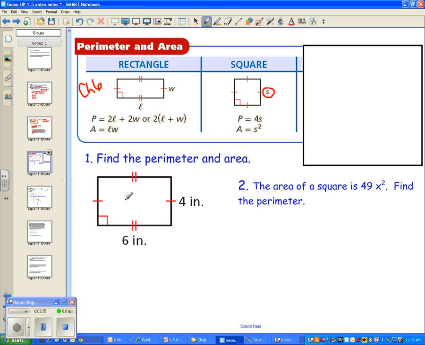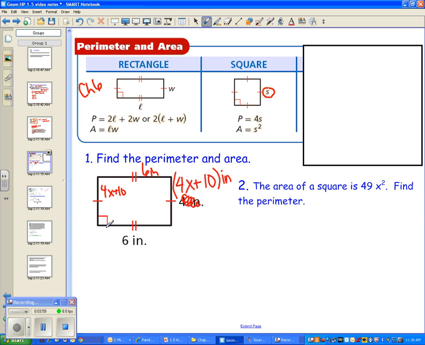So number 1 is such an easy example. This is too easy for you, so I'm going to make it a little bit harder, okay? I'm going to change it and put 4x plus, let's do 4x plus 10. Why not? Inches. Okay, so find the perimeter and find the area. Well, we know that these two opposite sides are going to be congruent, so this side's also going to be 4x plus 10 inches, and then both these sides are going to be 6 inches.